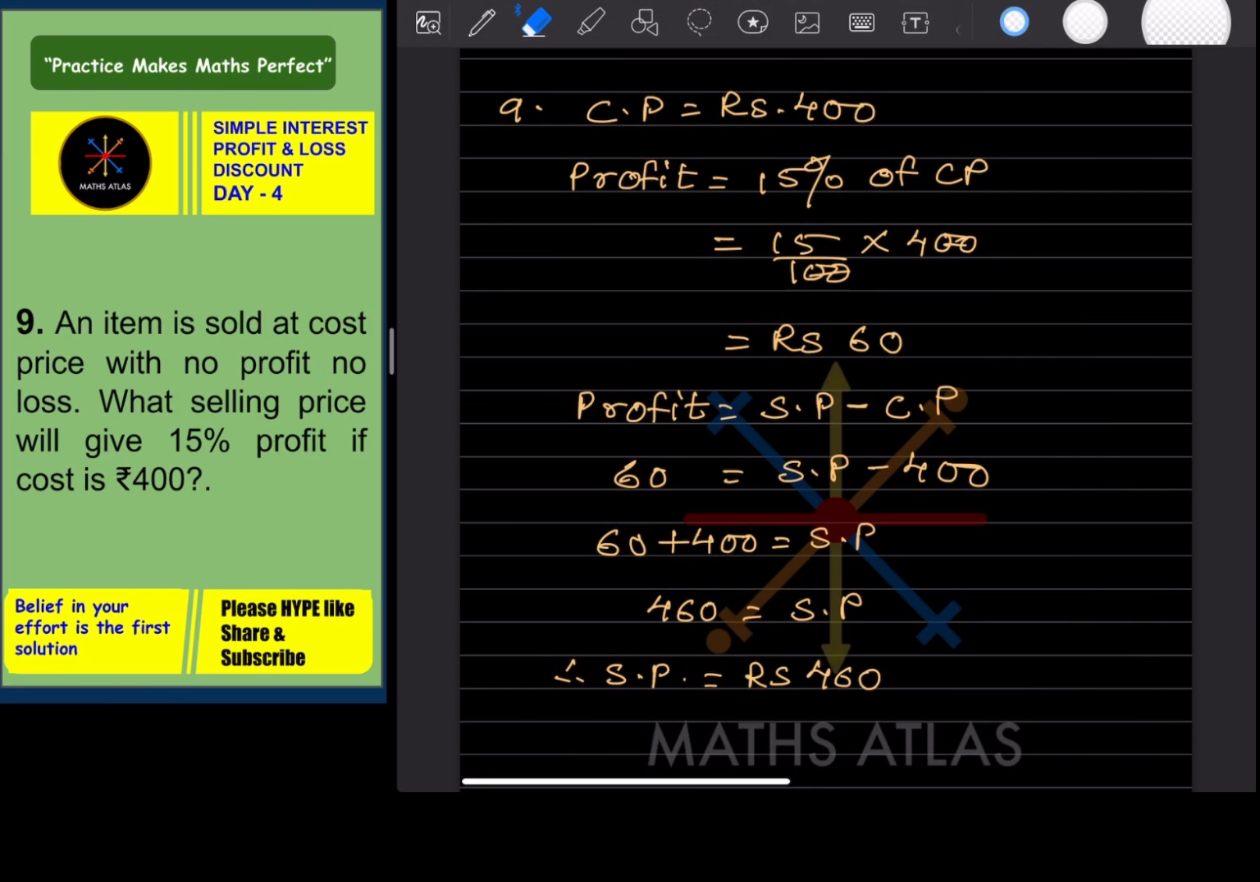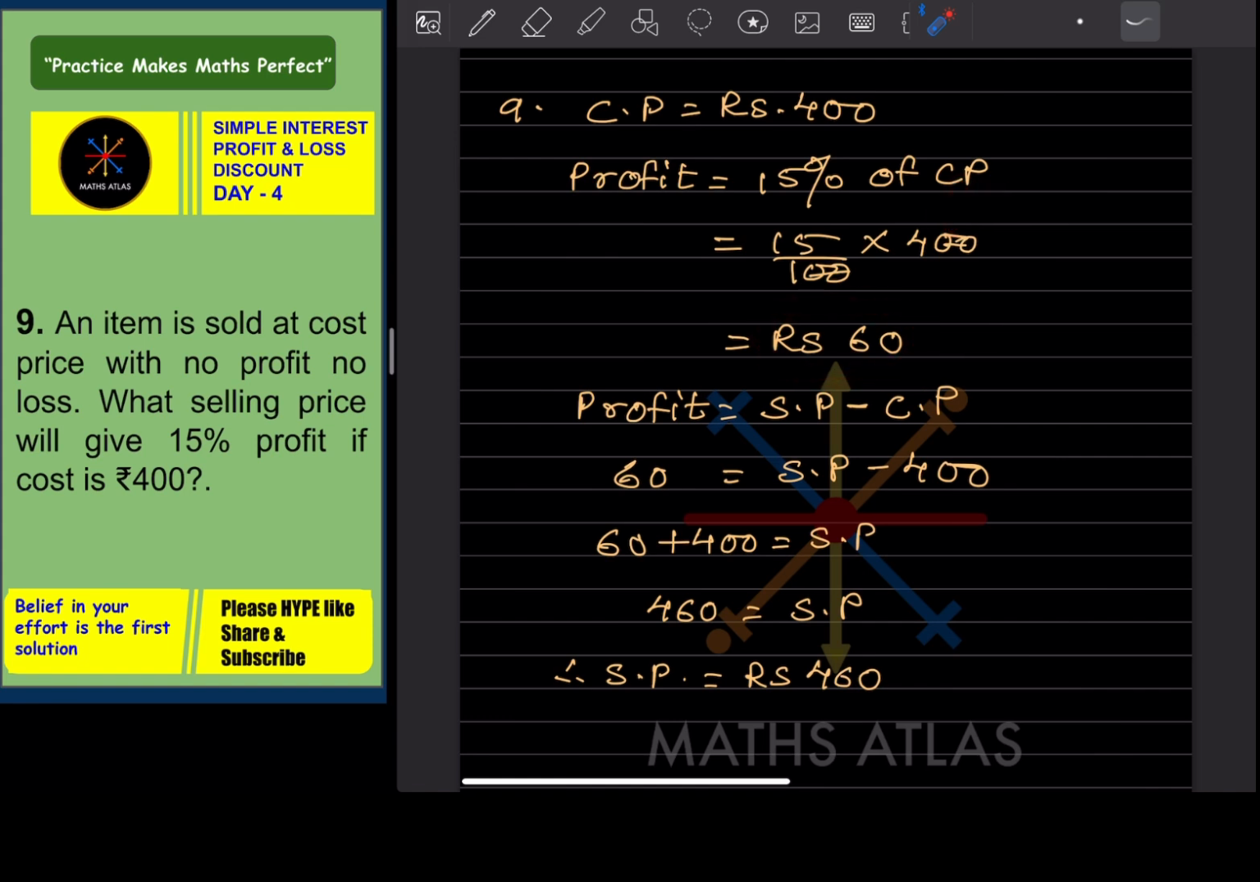So here we'll see the next question. An item is sold at cost price with no profit, no loss. What selling price will give 15% profit if cost is rupees 400? So the cost price is given as 400. Profit is 15% of the cost price. 15% means we are going to divide it by 100 into the cost price, that is 400. So this is going to be rupees 60.